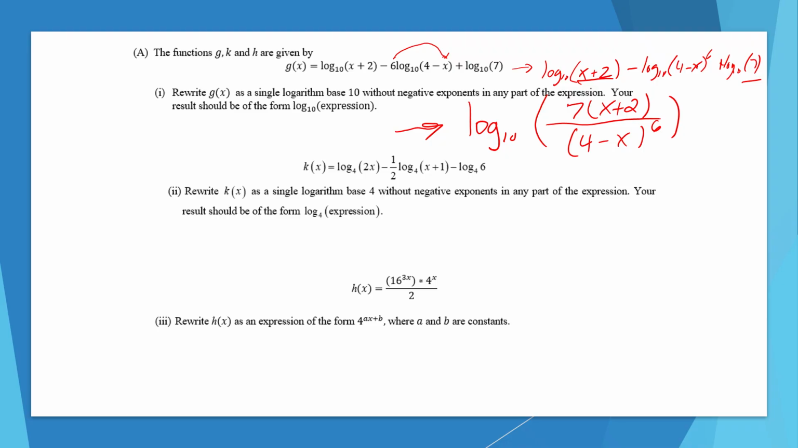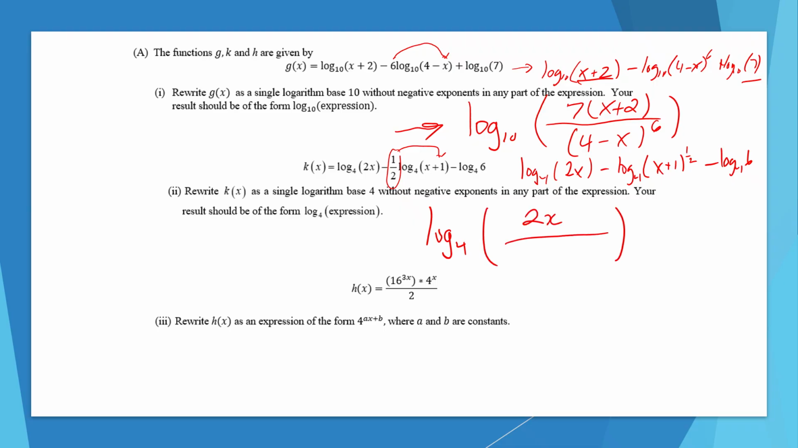For part 2, we're going to do the same thing. So let me move the 1/2 into the exponent here to get log base 4 2x minus log base 4 x plus 1 to the 1/2 minus log base 4 6. And so let's write one big log now. Log base 4, put a big fraction. 2x is going to go up top. 6 is going to go in the bottom. And so will the square root of x plus 1.